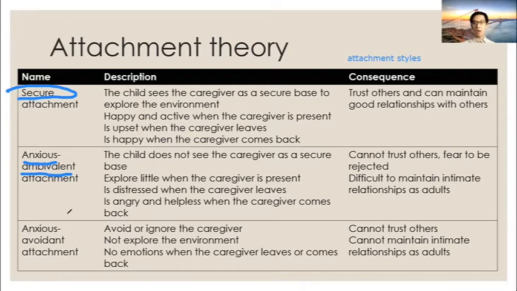When they are pretty young, in the first relationship, they cannot build a sense of trust. They cannot build a sense that this caregiver is secure. They are not able to really build good relationships with others because they cannot really trust others.